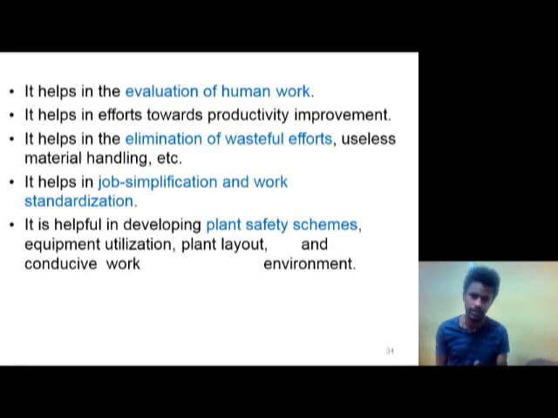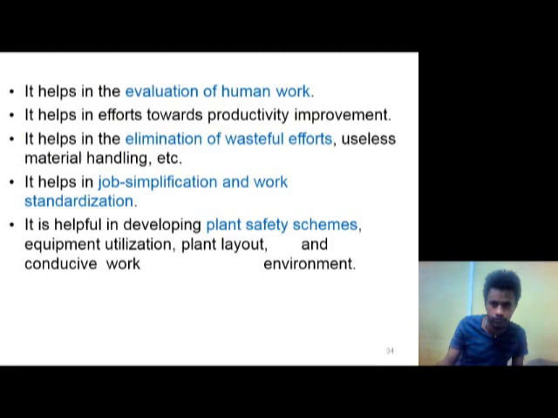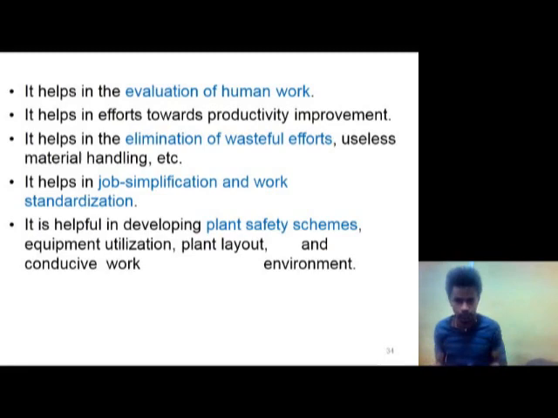And productivity improvement. And another point: work study helps in the elimination of wasteful work. Wasteful effort means fatigue. With the use of motion study, with the use of rigorous conservation, we can reduce the wasteful effort. We can reduce other wastes with the use of work studies.